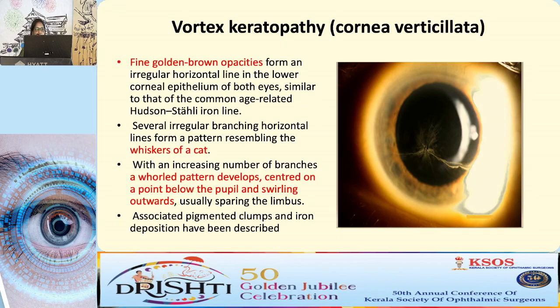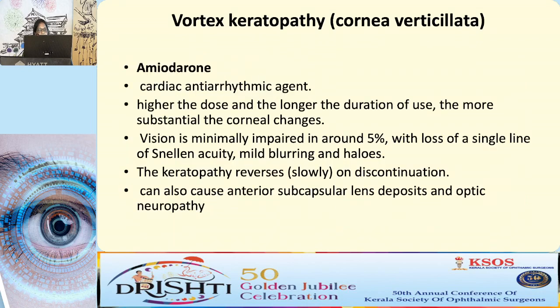It is a fine golden brown opacity forming an irregular horizontal line in the lower corneal epithelium of both eyes, similar to the common age-related Hudson-Stahli line. Several irregular branching horizontal lines form a pattern resembling the whiskers of a cat. With an increasing number of branches, a whorled pattern develops centered on the point below the pupil and sweeping outwards, usually sparing the limbus. Amiodarone is the most common drug causing vortex keratopathy.